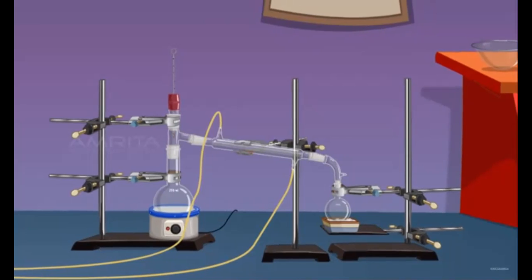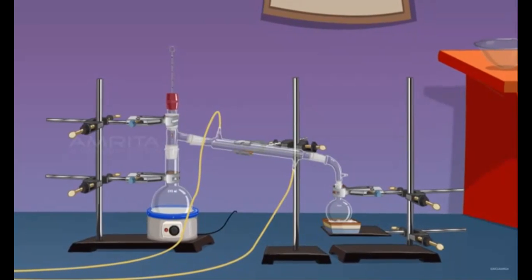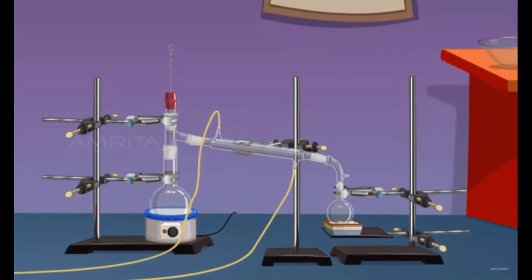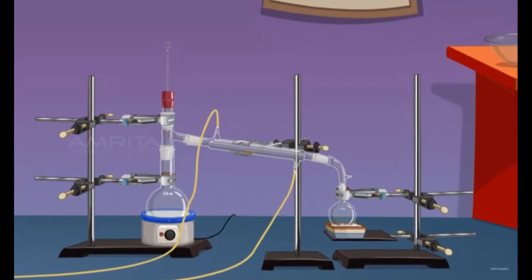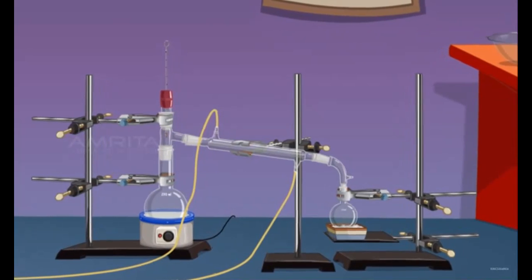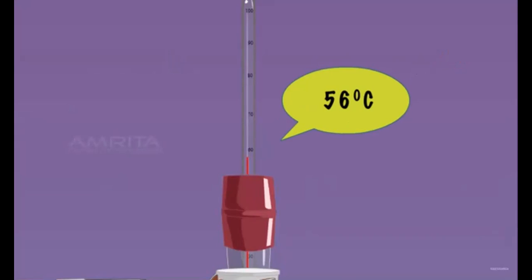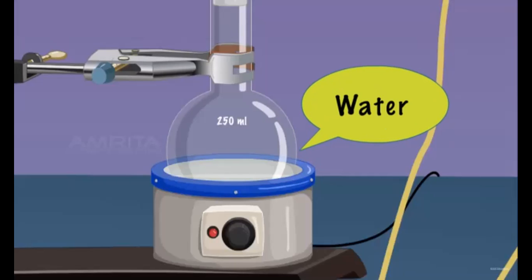Simple distillation is used for the separation of a mixture containing two miscible liquids that boil without decomposition and have sufficient difference in their boiling points. Acetone boils at 56 degrees and water boils at 100 degrees.